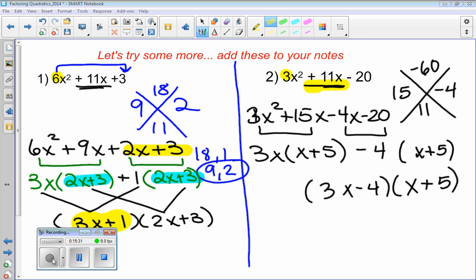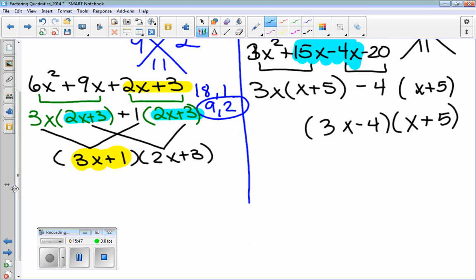Yes. You sure would. You would get this. It doesn't matter. This is a really good question. What if I wrote these in the opposite order? What if I said negative 4x and 15x? It doesn't matter. You should still get the same answer. How would you get x plus 5 out of the x? You want me to do it the other way? I'll show you. All right. Let me prove to you that it wouldn't matter.